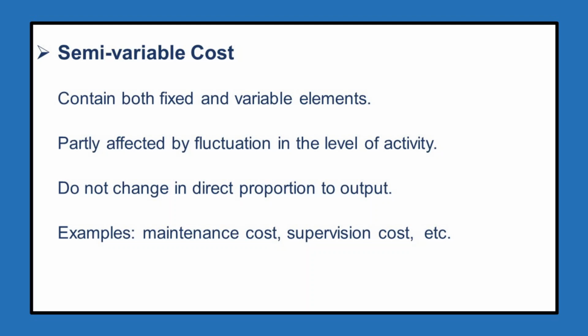Semi-variable cost contains both fixed and variable elements. They are partly affected by the fluctuations in the level of activity. Because of the variable element, they fluctuate with volume, and because of the fixed element, they do not change in direct proportion to output. Semi-variable costs change in the same direction as that of the output, but not in the same proportion. Examples of semi-variable costs are factory supervision, maintenance cost, etc.